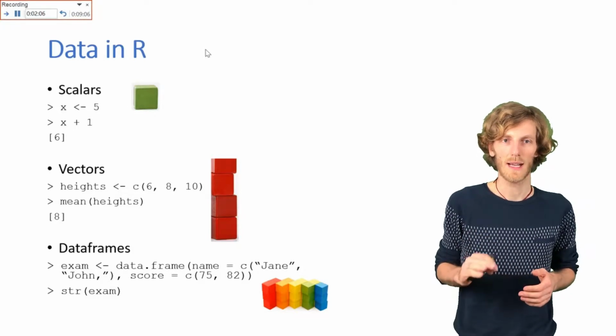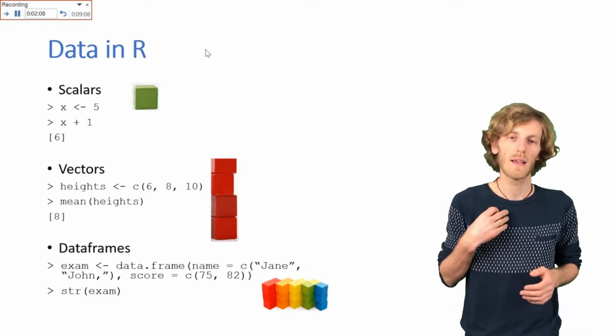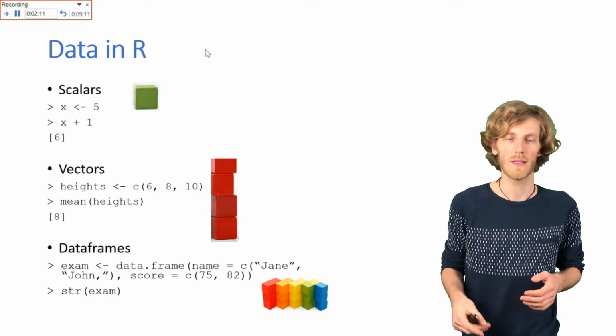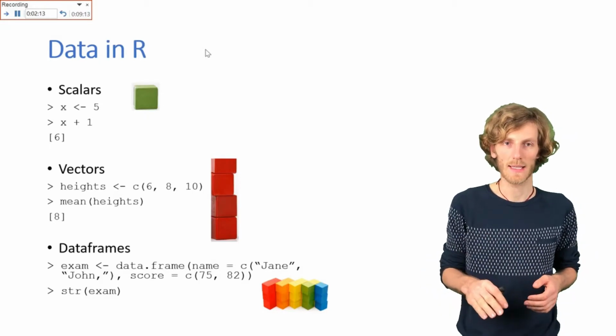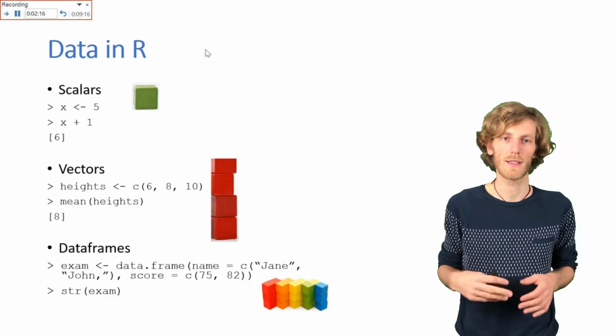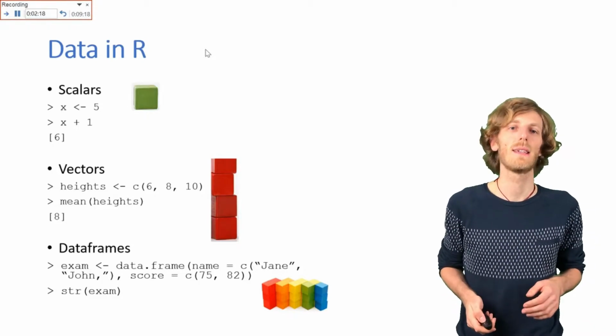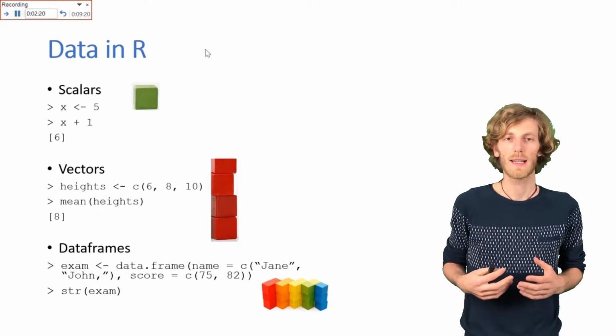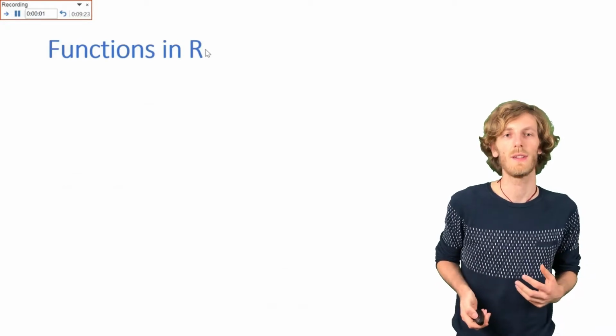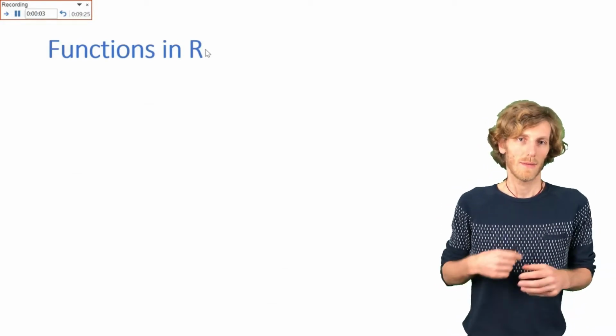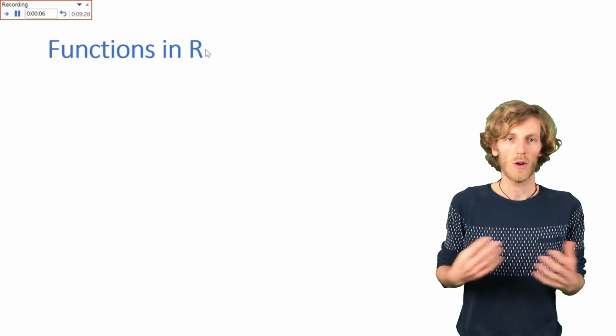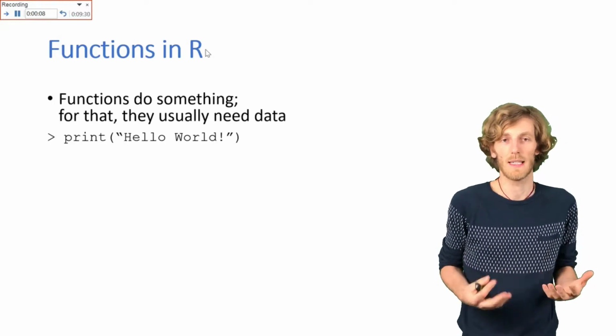But these three types of data will accompany us throughout. Scalars for individual values, vectors for groups of similar values, and data frames for whole data sets. Functions are then what we use to actually work with these values. They always do something for which they typically need data.